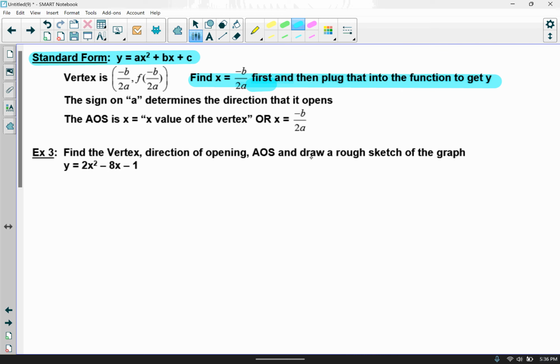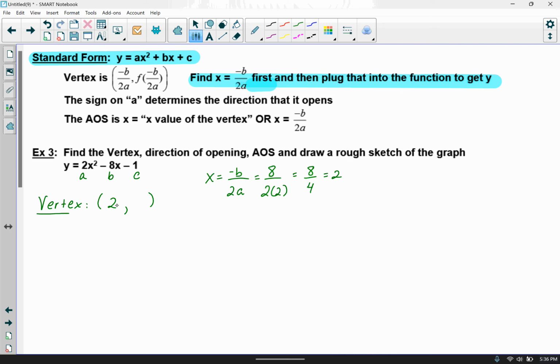All right, so in example 3, the first thing I want to find is my vertex. So I'm going to identify here my A, my B, and my C. So for my vertex, it will be an ordered pair. All right, so x equals opposite b over 2a. Here's my b. My b is negative 8, so the opposite of that is a positive 8. Positive 8 over 2 times my a, which is 2 times 2. So I've got 8 divided by 4, which is 2. So the x value of my vertex is 2.